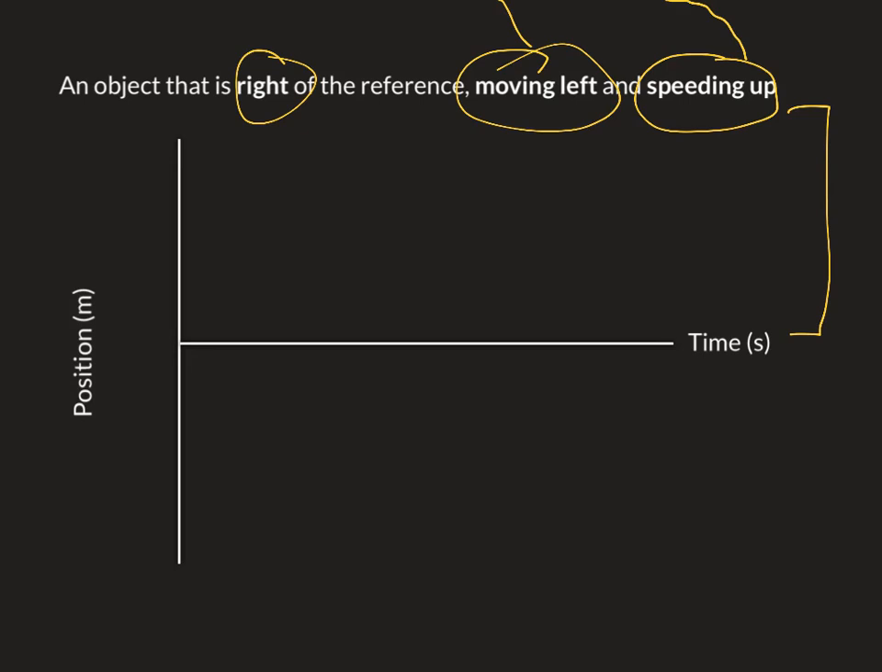This thing starts off to the right, so I'm going to have it start up here. All right, it's moving left, and it's speeding up as it moves left. So it's going to start with a slow speed, and then it's going to curve down and get steeper and steeper and steeper as it gets closer to the reference point. You'll notice that this hits, again, all 3 points. It's to the right of the object, it's above the line, it's moving left because it's sloping downwards the whole time, and it's speeding up because it gets steeper and steeper and steeper as time goes on.